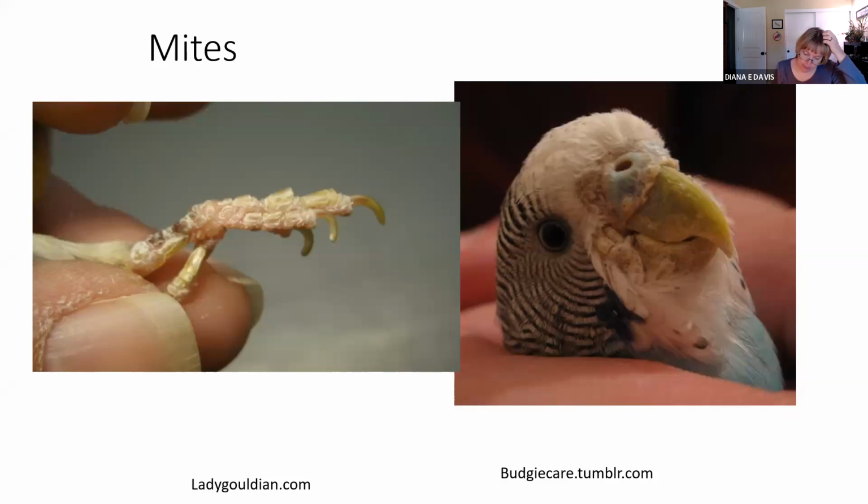So mites, like ticks, need blood in order to reproduce. Bird mites can bite people, but our blood is not good for them for reproduction. So they're not capable of reproducing if they get a human blood meal or other mammal.